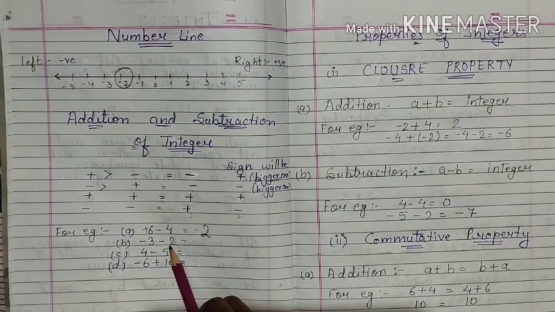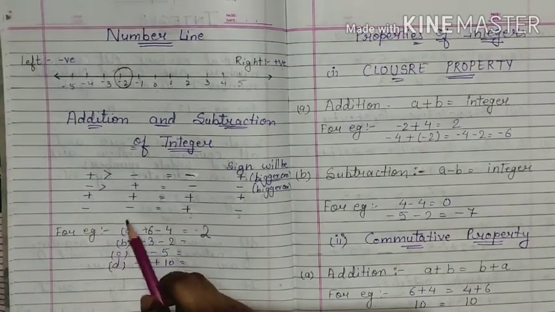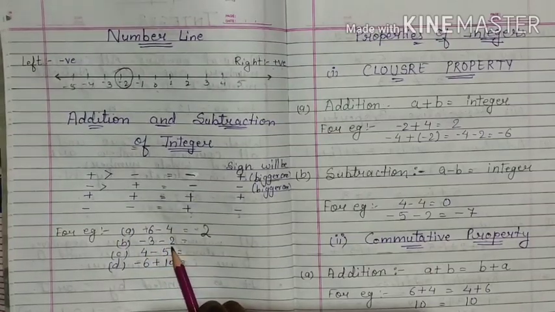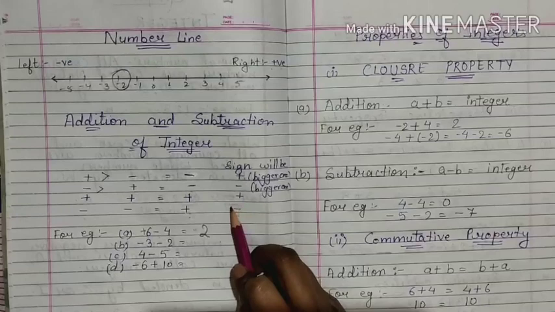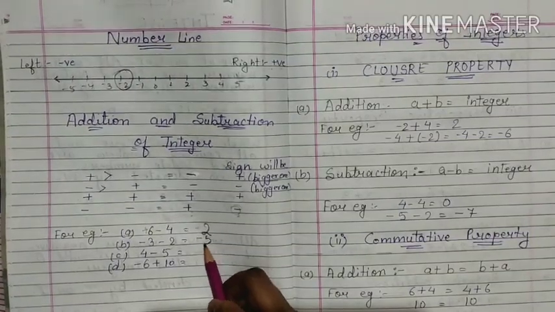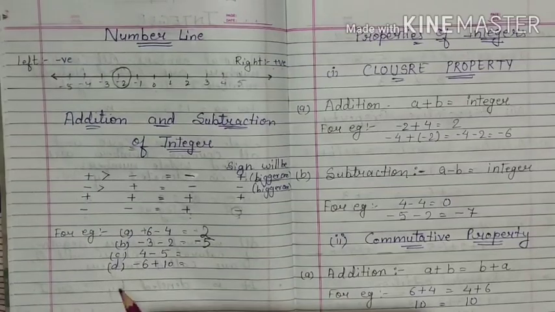Minus 3 minus 2, both are minus. Then we will do plus. 3 plus 2 is 5, and the sign will be minus. Then it will be minus 5.